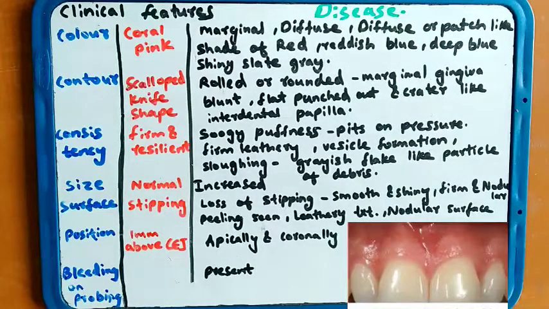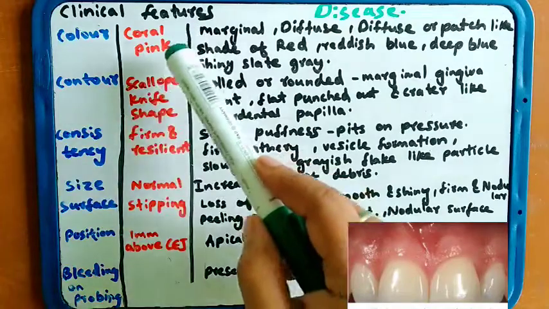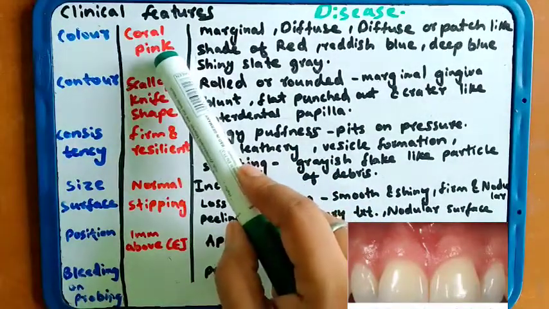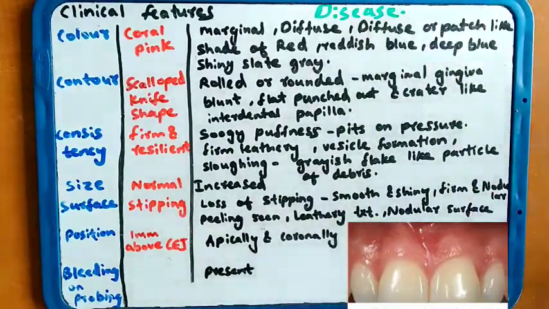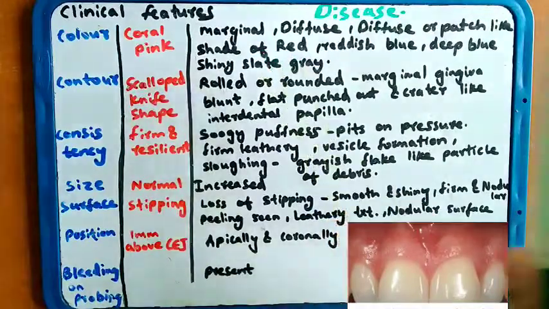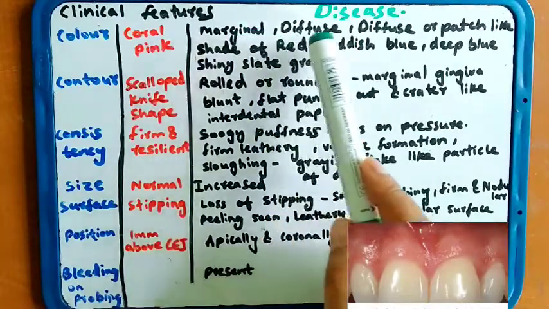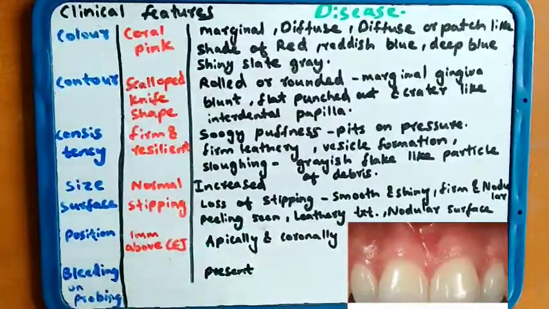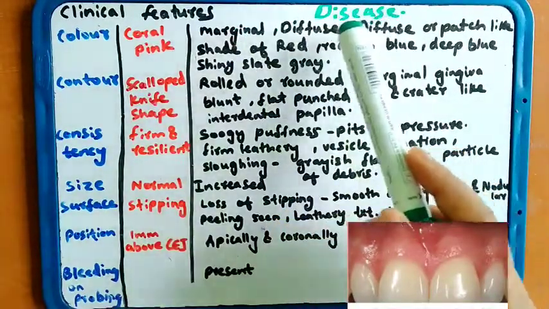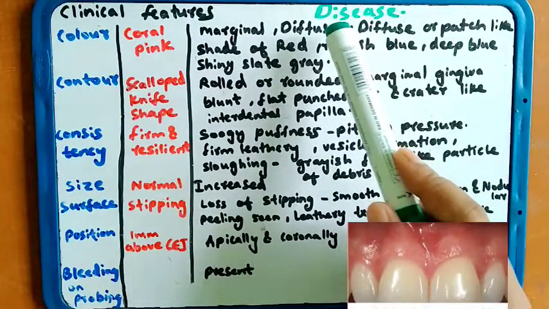Now color. First one is color. The color of healthy gingiva is coral pink. The red part is the diseased one. When you see the disease, the color of the gingiva will be changed. The marginal gingiva may show a diffuse or patch-like shade of red.